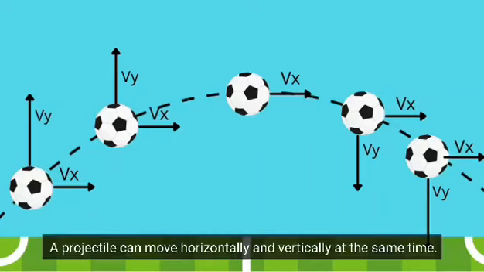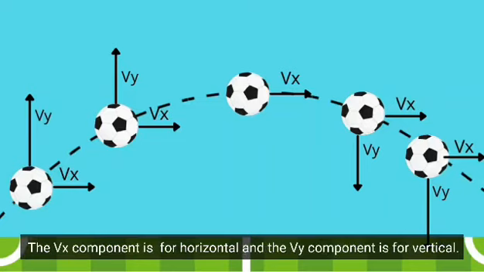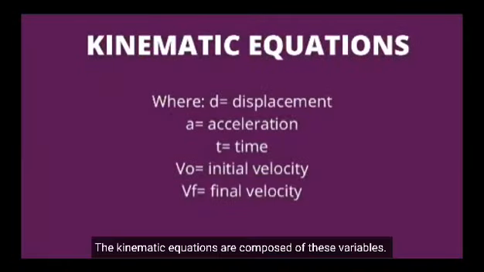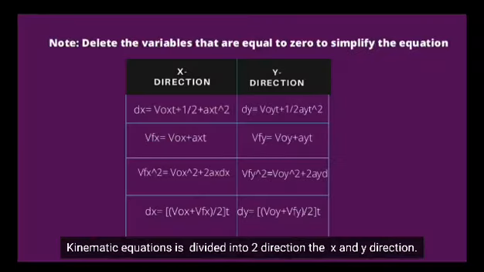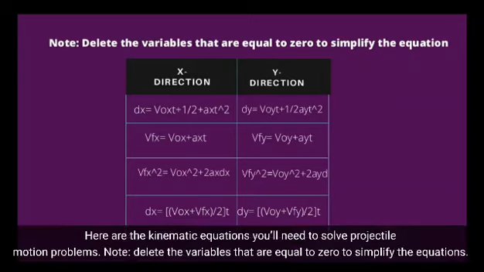A projectile can move horizontally and vertically at the same time. The Vx component is for horizontal and the Vy component is for vertical. The kinematic equations are composed of these variables. Kinematic equations are divided into two directions, the x and y direction. Here are the kinematic equations you'll need to solve projectile motion problems. Note, delete the variables that are equal to 0 to simplify the equations.